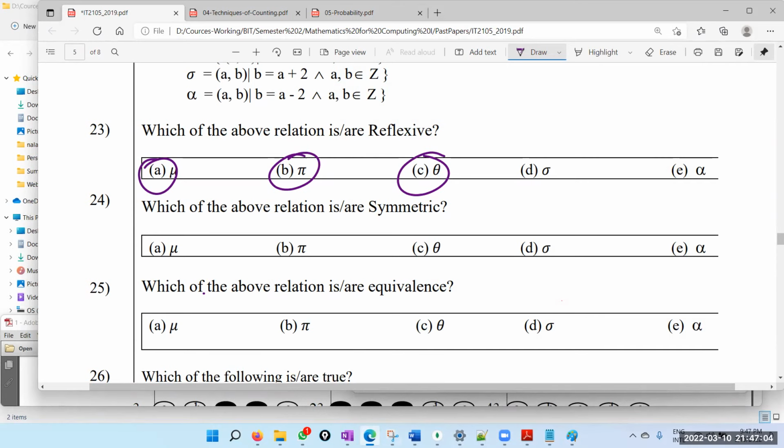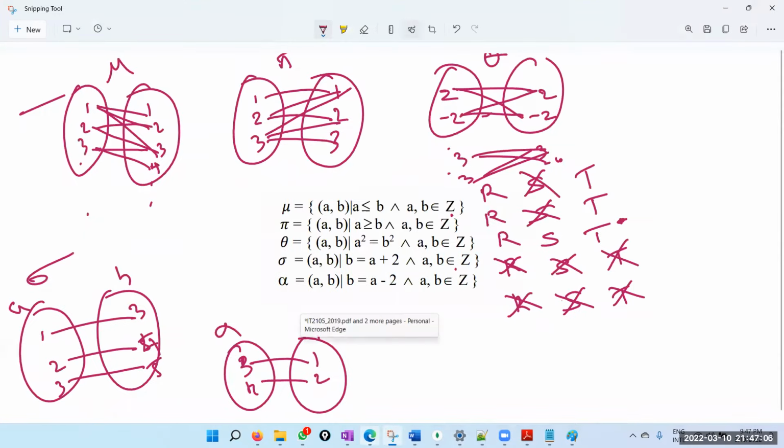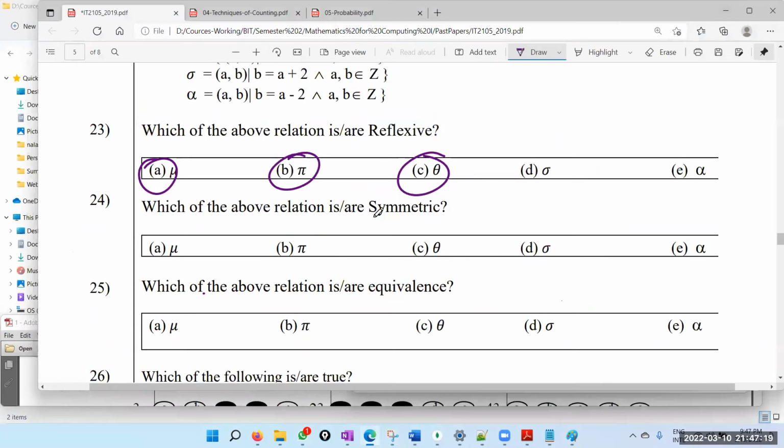24, symmetric. Which ones are symmetric? Only theta. Only theta. 24, C.